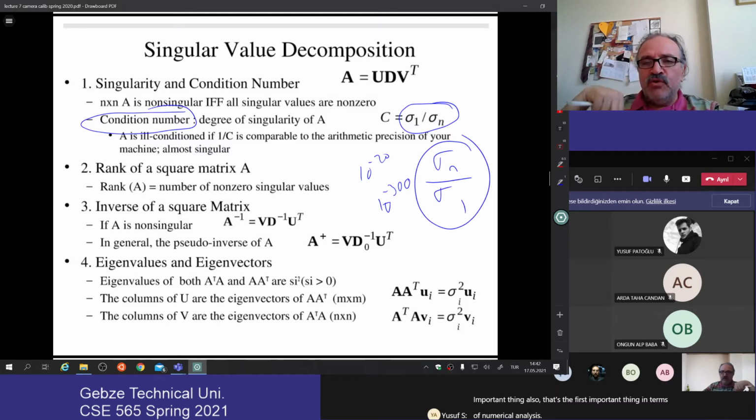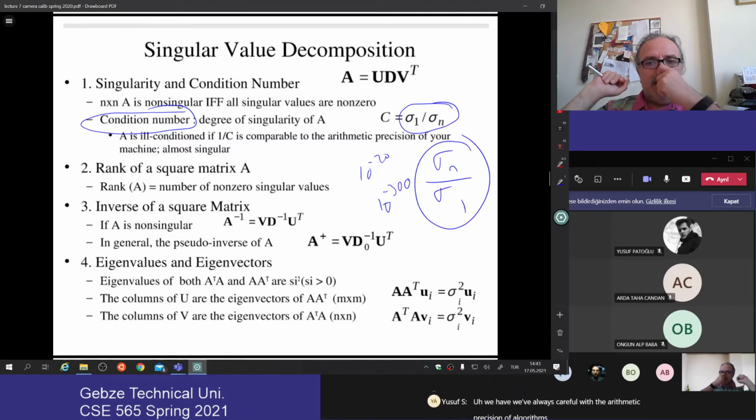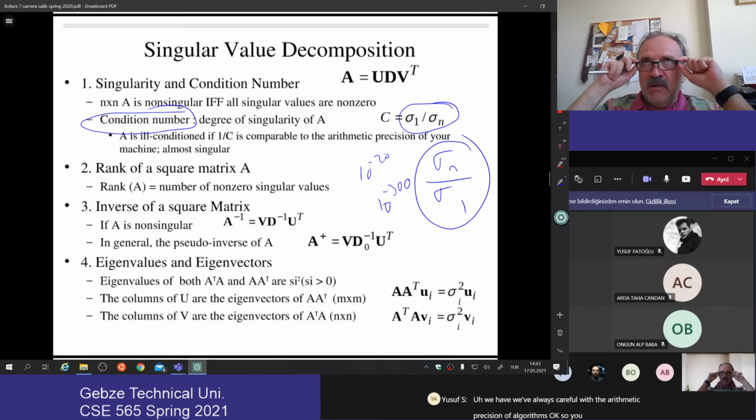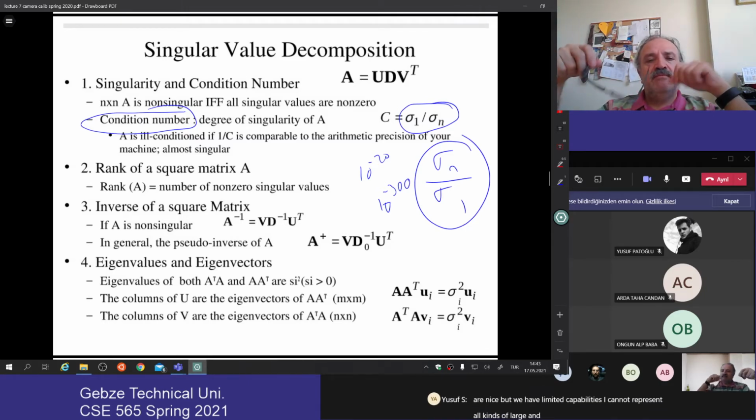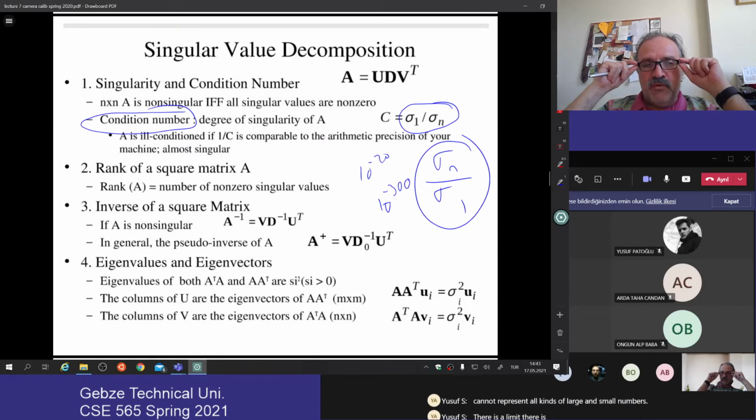The world of computers and the world of theoretical mathematics are a little bit different. With the world of computers, we have to always be careful with the arithmetic precision of our algorithms. So you cannot assume arbitrarily precise machines. We have limited capabilities. Our capabilities are nice, but we have limited capabilities. I cannot represent all kinds of large and small numbers. There is a limit. There are underflow and overflow problems.